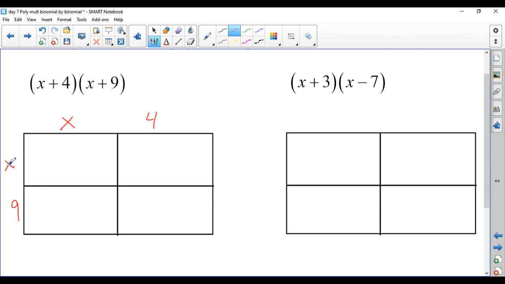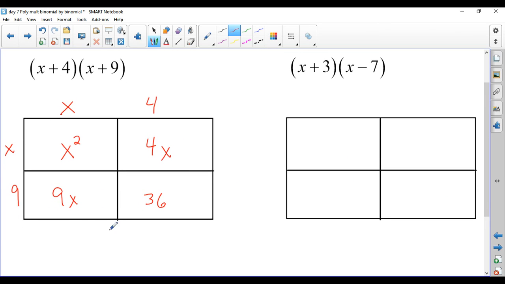Multiply in each box. X times x is x squared. X times 4 is 4x. 9 times x, 9 times 4. Those are my 4 terms, but then my final answer is the trinomial I get when I combine any like terms. I have x squared. I have 9x plus 4x, which is 13x, and then I have the 36. Here's my final answer.